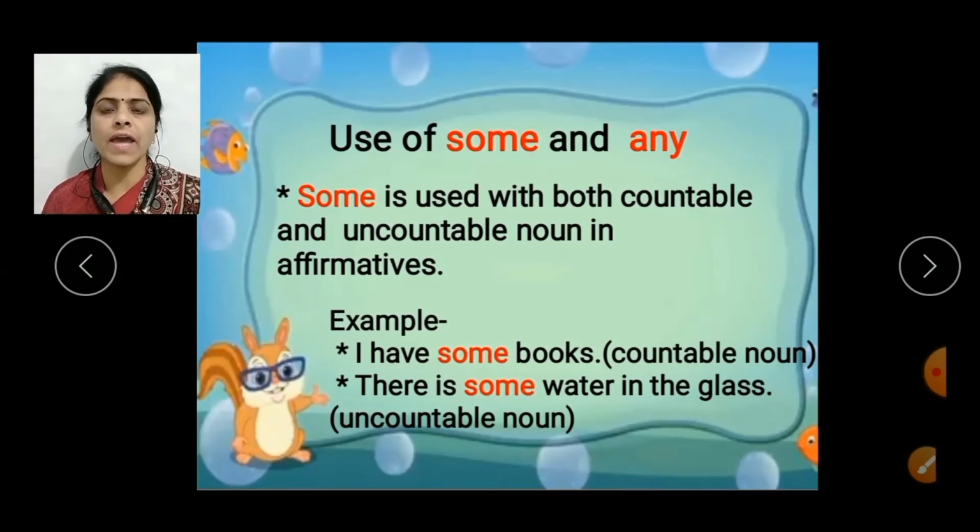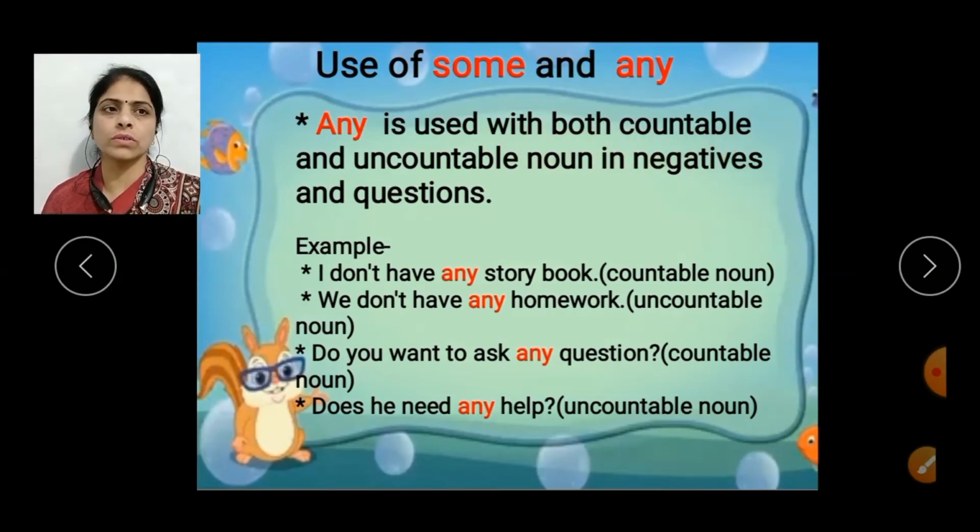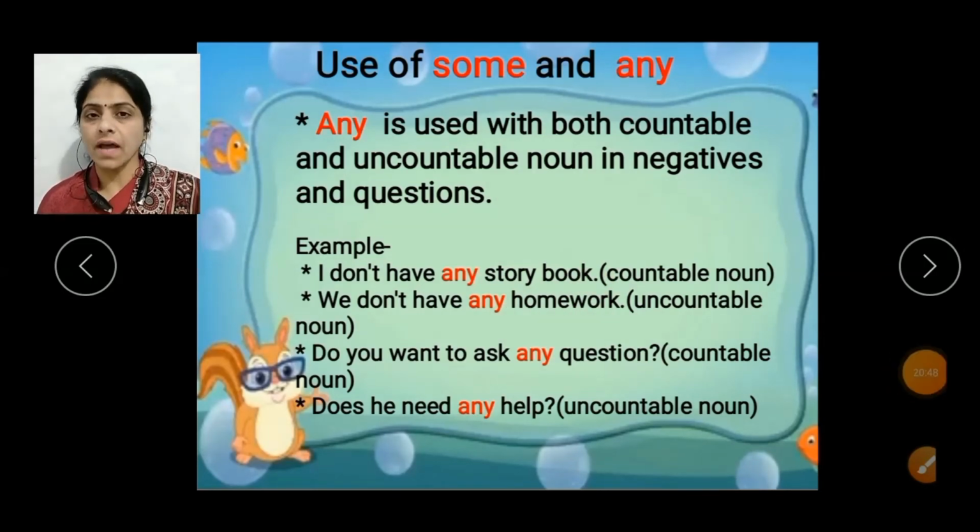Now, let's have the use of any. Any is also used with both countable and uncountable noun in negatives and questions. To understand it clearly, let's have the examples. The first one is, I don't have any storybook. In this sentence, storybook is a countable noun. Next, we don't have any homework. In this sentence, homework is an uncountable noun. Here you can notice that these both sentences are negative sentences, and any is used with both countable as well as uncountable noun.